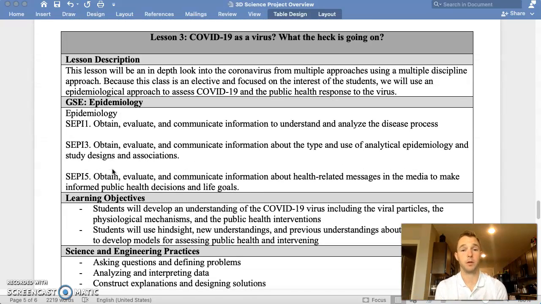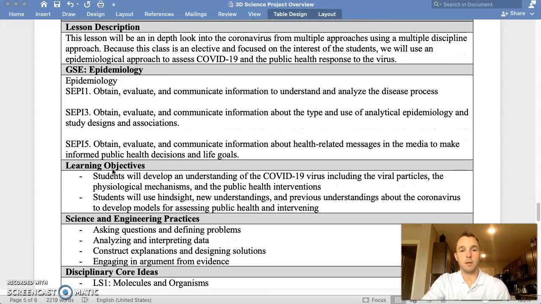So lesson 3 is focusing on COVID as a virus. So what the heck is going on? That's the name of the lesson. I like that the most. So it's an in-depth look at the coronavirus from multiple different perspectives, a multiple disciplinary approach.